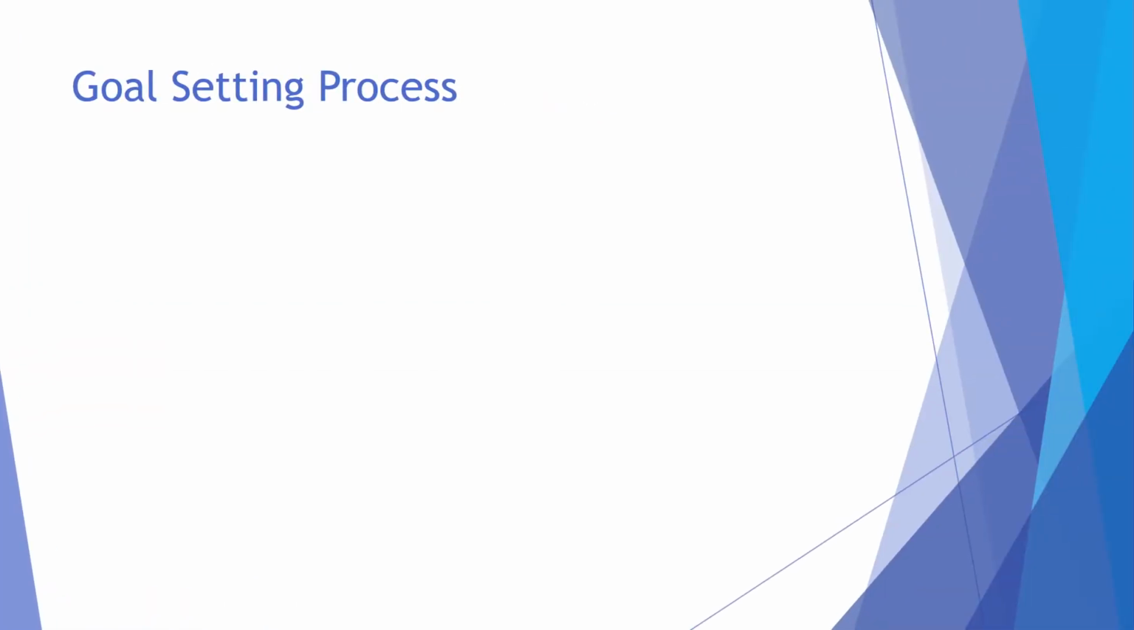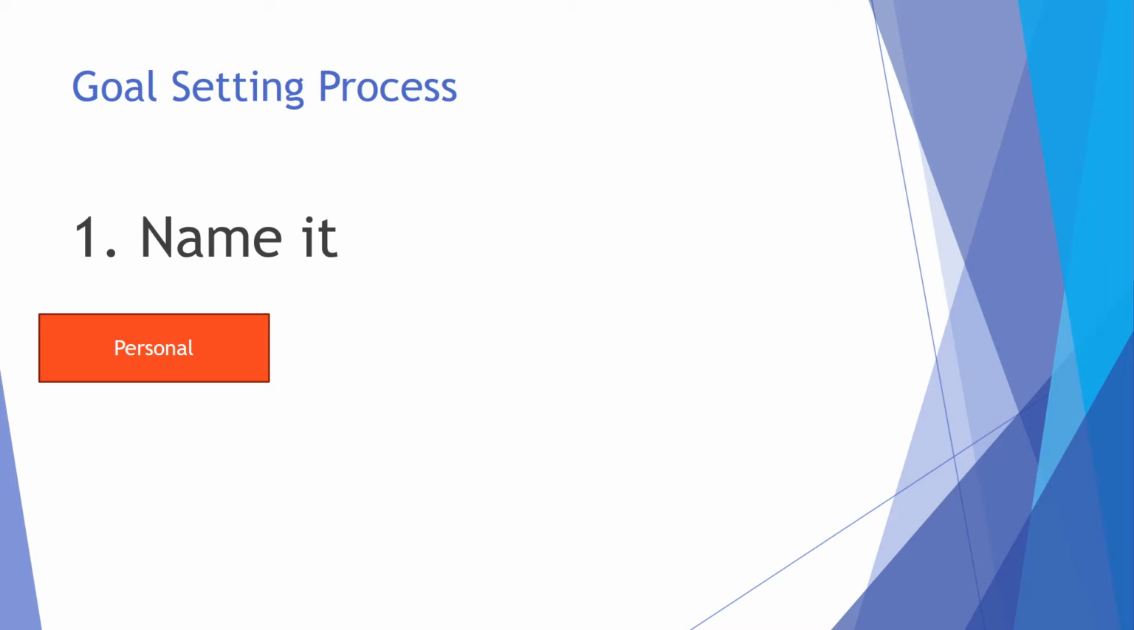To begin, we are going to start with the goal setting process. There are 6 total steps in this process, and the first is to name it. You should do this first so that you know what you are working towards and can then do the work to get there. While in this step, you are also going to make sure that your goal meets the 4 goal naming criteria. The first of those is personal.